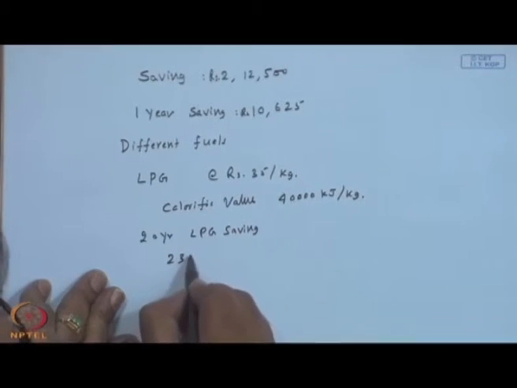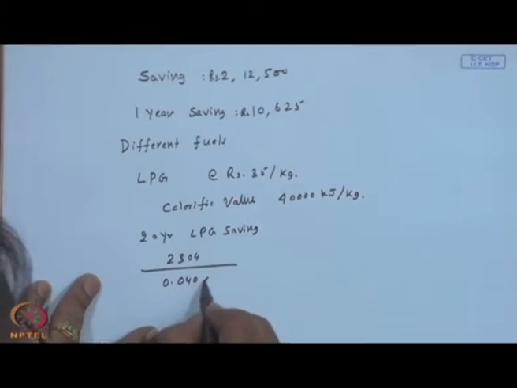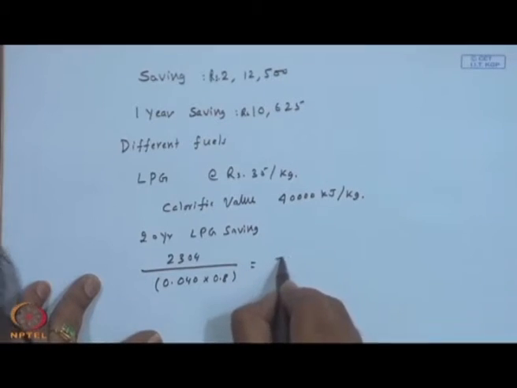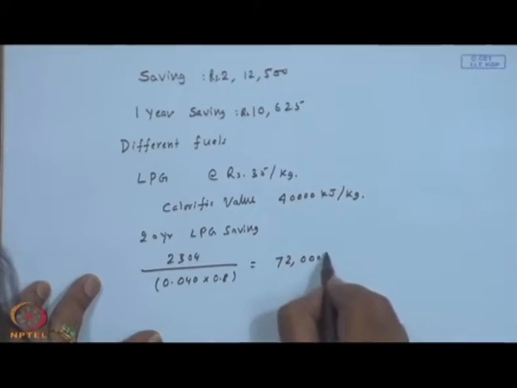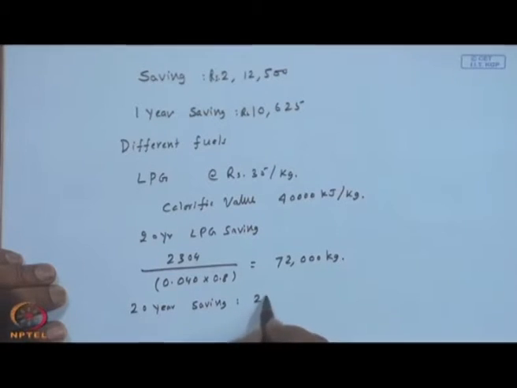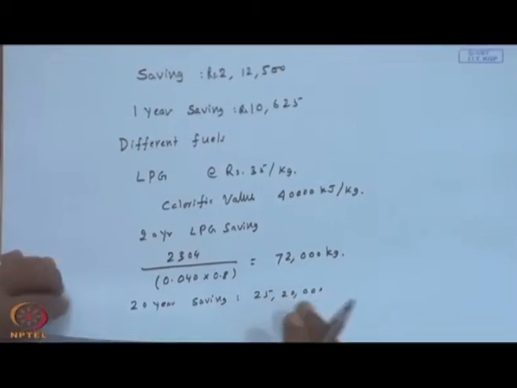will be 2304 by 0.040 gigajoules times 0.8. I am assuming the same efficiency, that is coming to 72,000 kg. So, this comes to a 20-year saving of 25 lakhs 20,000. This seems to be little unbelievable, but it is true.